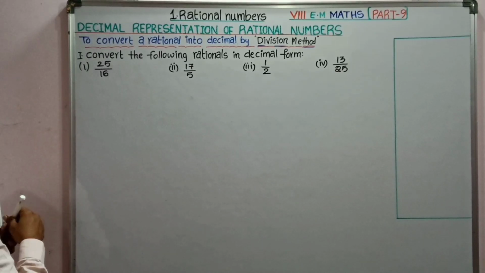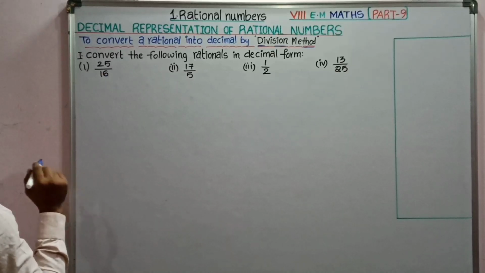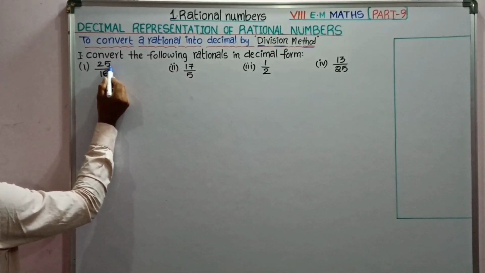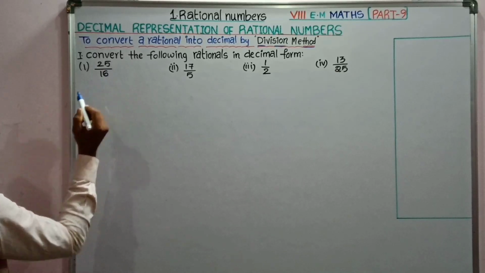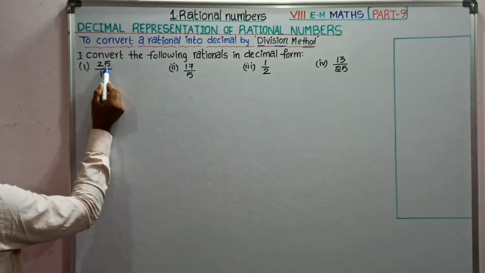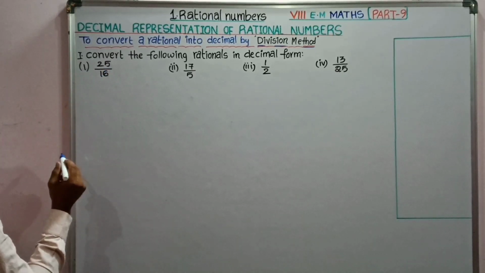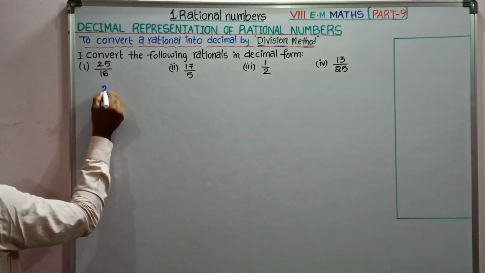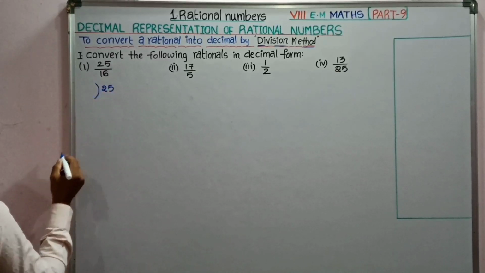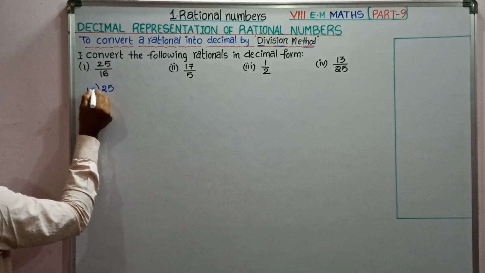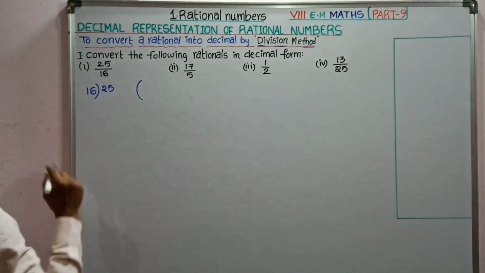We know that the practical meaning of a fraction or a rational number is that the numerator 25 is divided by the denominator 16. So the numerator 25 is the dividend and the denominator 16 is the divisor. We have to continue this division.